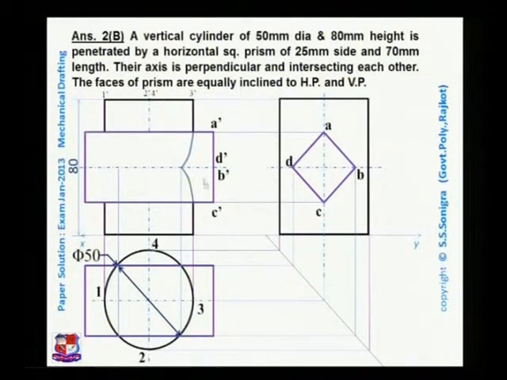So this is the smooth curve which shows the curves of intersection between the cylinder and the square prism, and a similar curve would appear on this side also. Hence it's a symmetrical figure because both the axes bisect each other and the angular inclination is always a right angle.